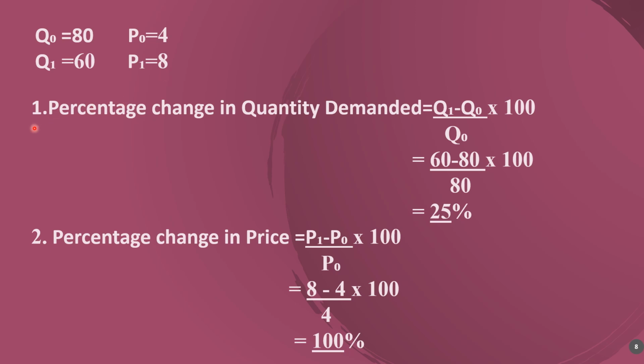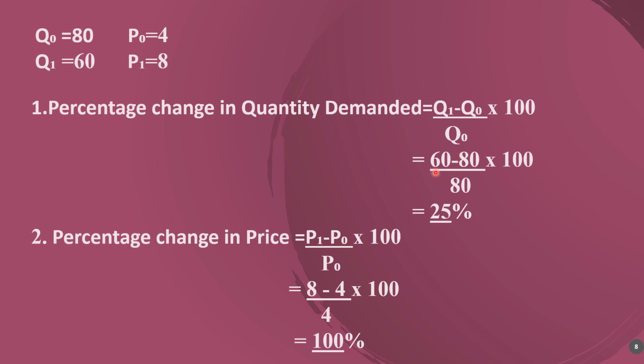Let us carry on. The first step, percentage change in quantity demanded equals Q1 minus Q0 upon Q0 into 100. Please don't forget this, because we are converting these new and original values into percentage terms, the change. We are expressing it in terms of percentage. So that is where the 100 comes from. And we must not forget that we have to multiply it by 100.